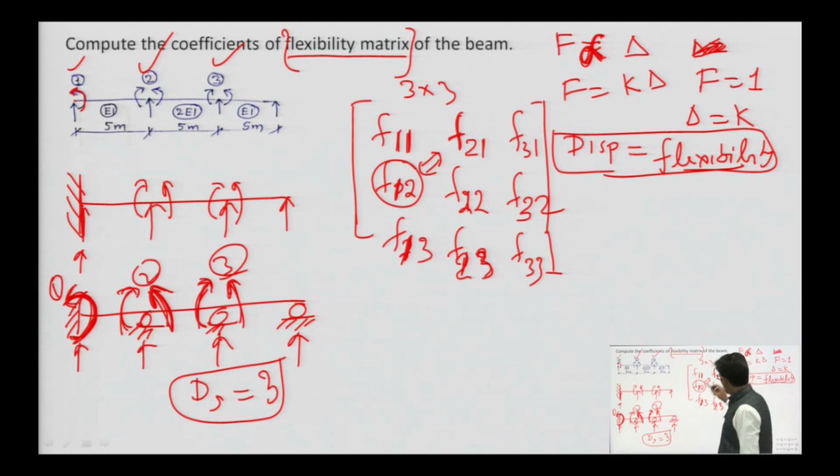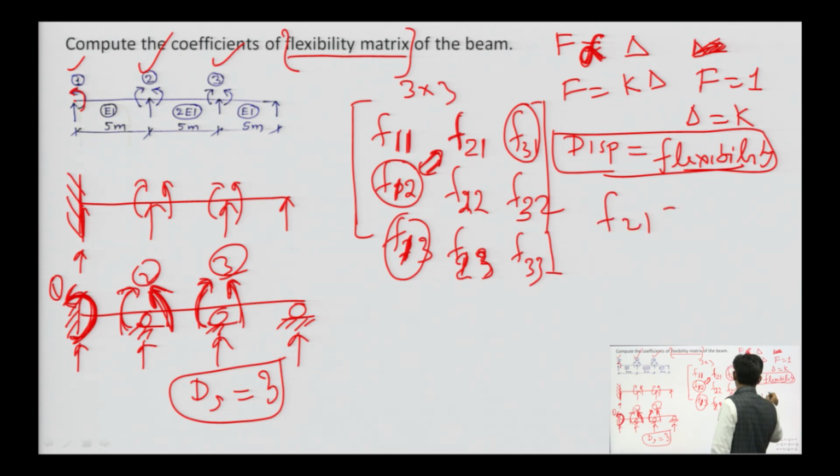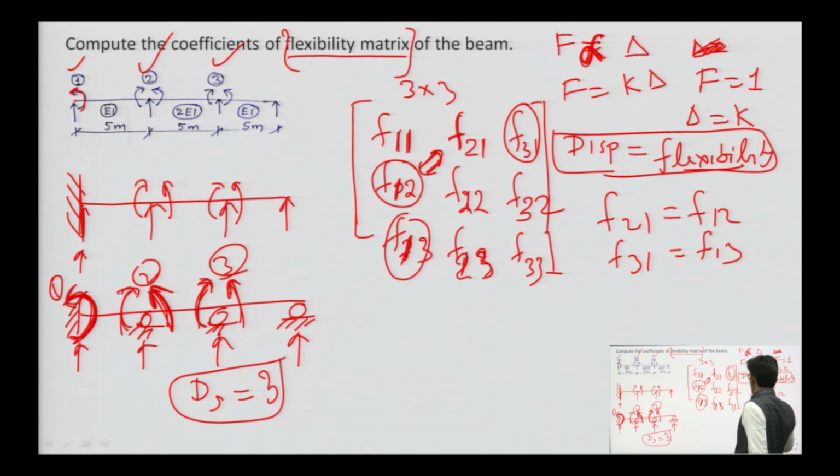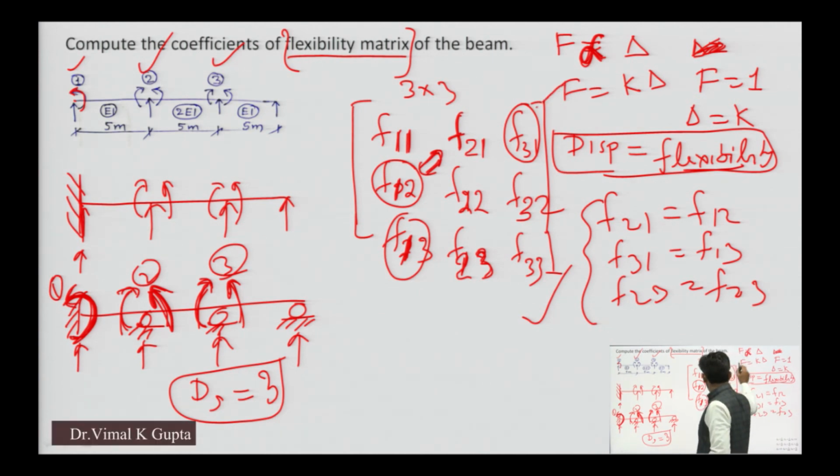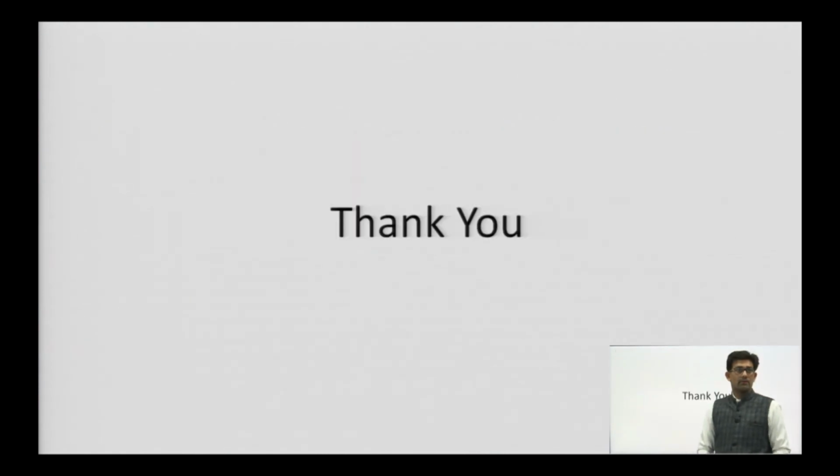Now, the values of the coefficients F12 and F21 are the same, F13 is equal to F31, and F23 is equal to F32. This is according to Maxwell's theorem. So this is the usefulness of Maxwell's theorem: we need to find only half of the matrix. Thank you very much.